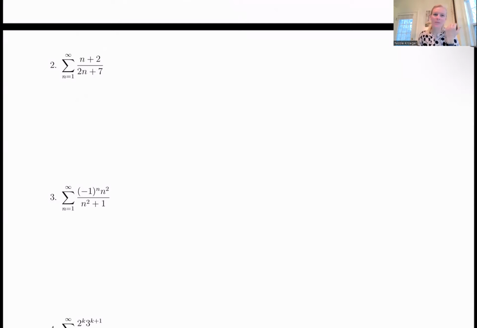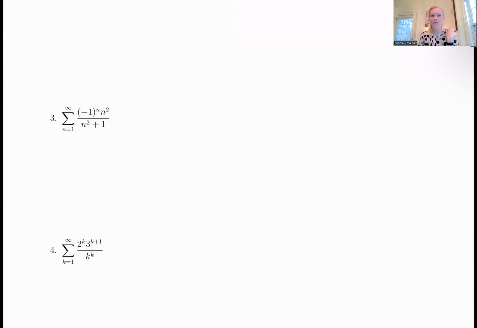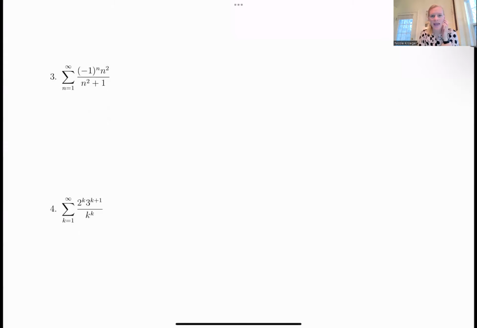Number 3 is alternating. So I'm going to start with the alternating series test on that one. Some alternating series, a root test or a ratio test will be better on. This one doesn't look too complicated, so I think alternating series might help us. And then number 4, at first glance, it looks geometric because it has the 2 to the k and the 3 to the k plus 1. But then we see that the denominator has the k to the k. So this one's not going to be geometric. Since everything has a power, I would maybe try the root test on this one. Okay, so we'll come back to these 4 in just a second and probably try all those tests that I just talked about.